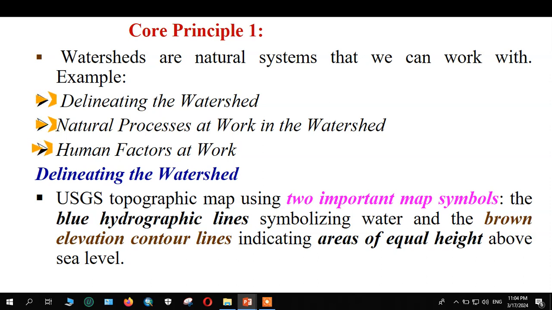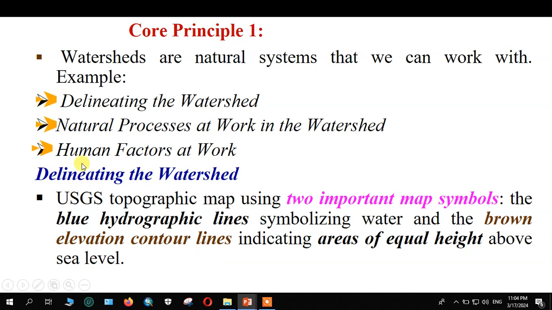So, for example, let's see core principle one, watersheds are natural systems that we can work with. Example: delineating the watershed, natural processes at work in the watershed, human factors at work. Delineation of the watershed may use a USGS topographic map with two important map symbols: the blue hydrologic line symbolizing water and the brown elevation contour lines indicating areas of equal height.